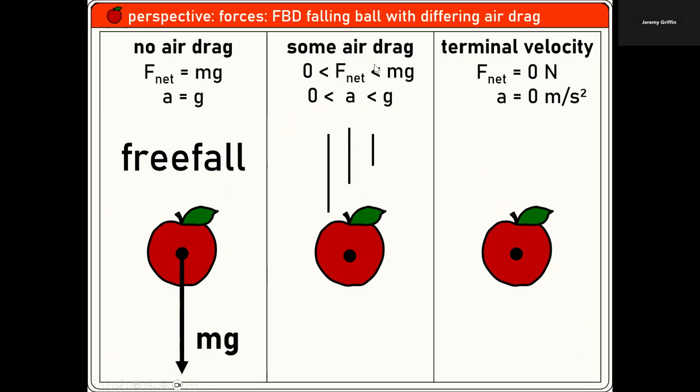Now let's put in some air drag. What does that look like with some air drag? Yeah, some resistance. Guys, is that middle object right there still accelerating? Yes, because there's a net force. So it's still going faster and faster.